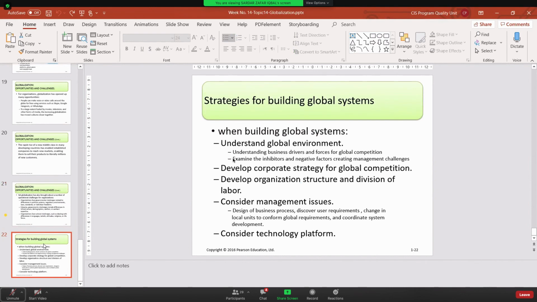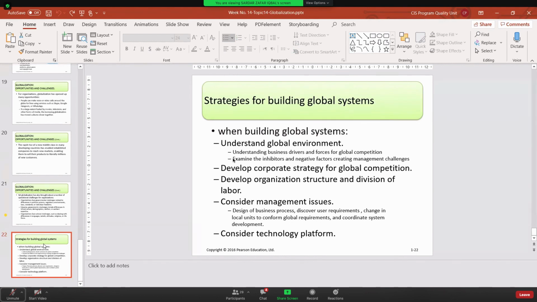Okay, strategies for building global systems. When building a global system, understand the global environment. So you must understand the environment first: what kind of business you are going to do, in which area you are going to do it. Understand the business drivers and forces for global competition. Examine the inhibitors and negative factors creating management challenges. So it depends from country to country in which country you are going to open your business. So you have to get all the information about that, the positive, the negative, and what is actually required so that your business can grow.